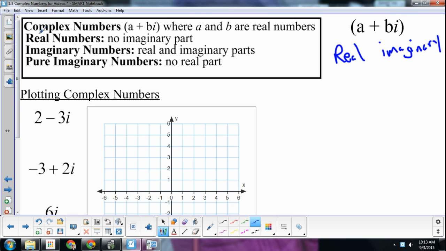Real numbers, the ones that you're used to working with, numbers that I could put on a number line like 2 or 4 or 18, are complex numbers. They just don't have an imaginary part. Think of it as 2 plus 0i. That 0i doesn't need to be there.